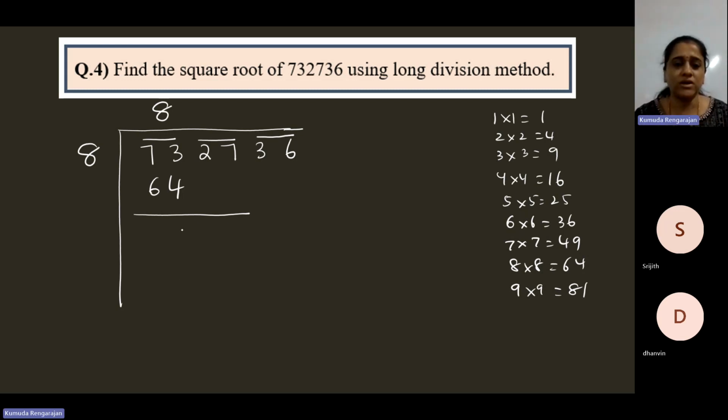73 minus 64 is 9. Now, after subtracting and getting the remainder, bring the next pair down.